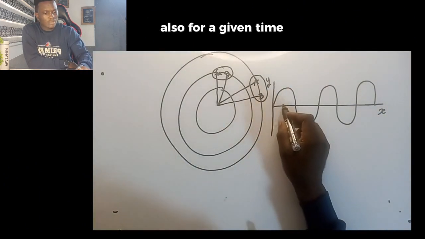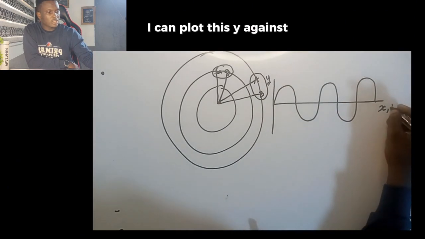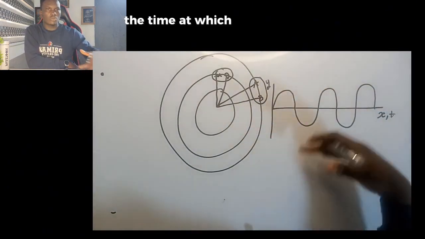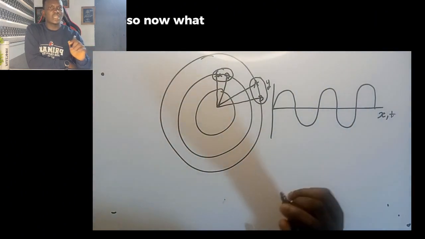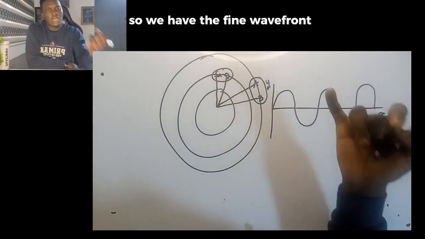Also, for a given time, the wave will travel out. So I can plot this y against t in order to measure the time at which the wave will travel out. So now, what are the things we need to know about this wave profile? We have defined wavefront and wave profile.